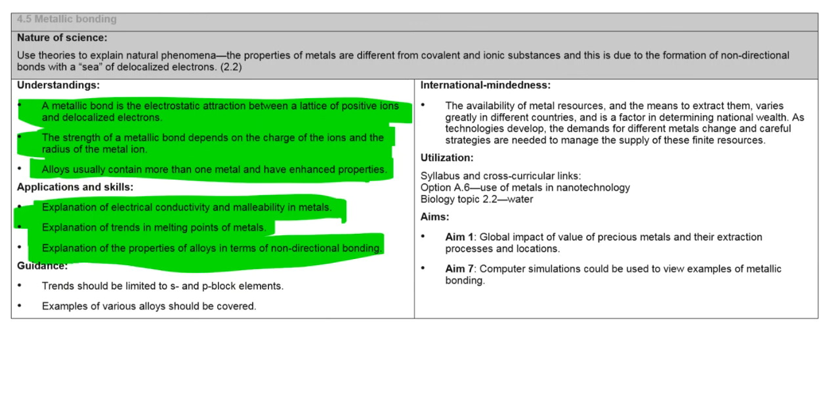So non-directional bonding means that the surrounding atoms are not affected. Non-directional is a bit confusing, but it basically means that you can put stuff in, and it doesn't really matter as long as the charges are the same.